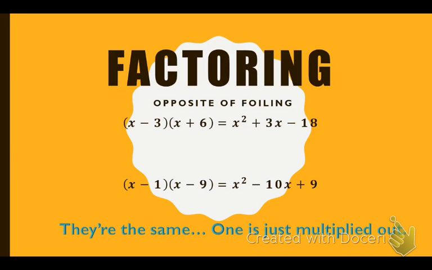Okay, factoring is the opposite of FOILing. What you just did on a review quiz was FOIL: first, outer, inner, last. And you got something that looked like this. Now we're going to do the opposite. We're given this piece, and you'll have to factor it into this. The way you can check yourself is by FOILing.